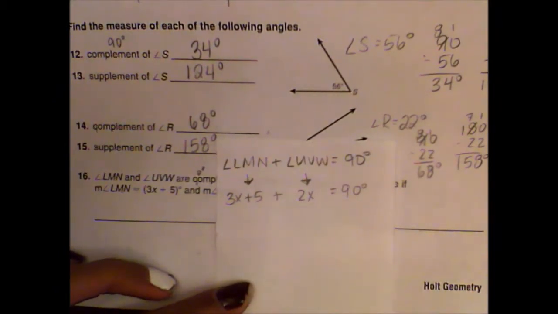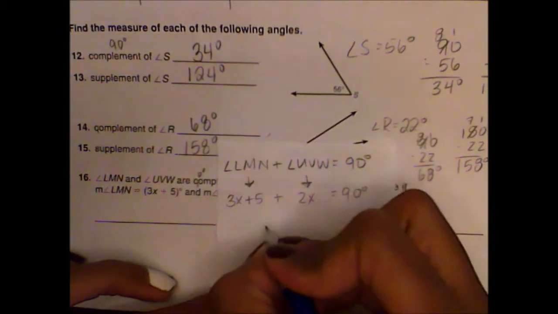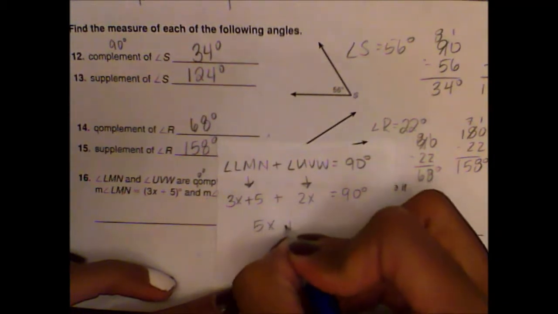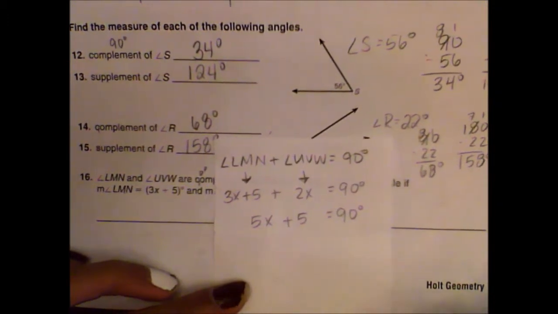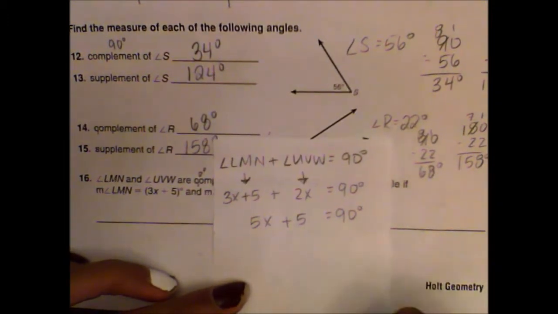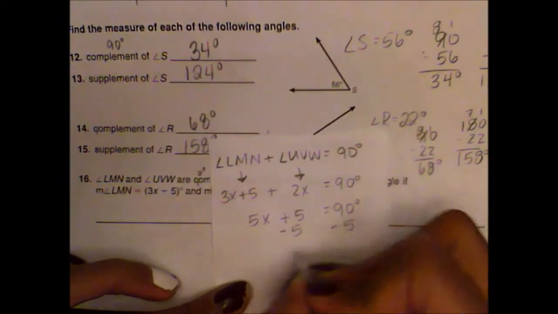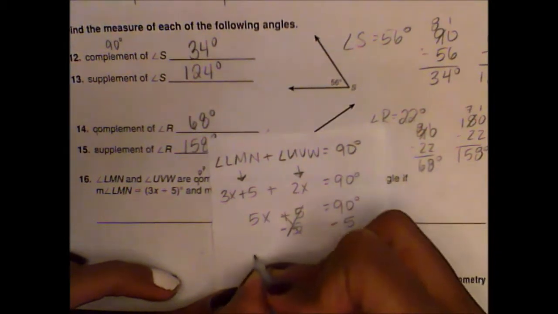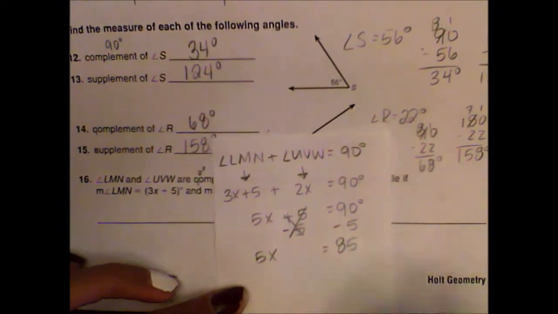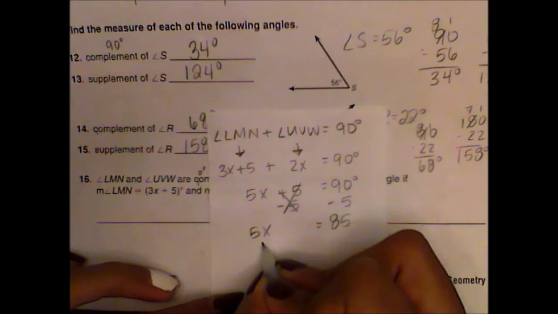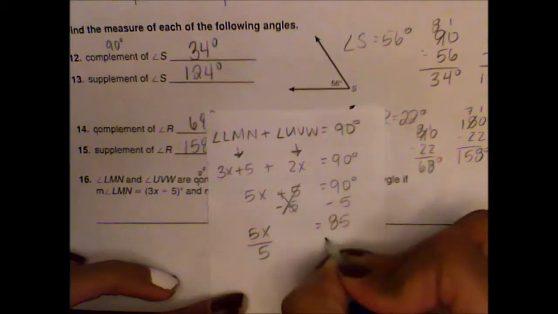Alright, so first things first, we can simplify this expression, and I'm going to combine 3x and 2x to give me 5x plus 5 equals 90 degrees. Okay, and now we just have a two-step algebraic equation. The first thing I want to do is undo this addition by subtracting 5 from both sides. This goes away, and I'm left with 5x on the left of the equal sign and 85 on the right. The next step is multiplication, and the opposite of multiplication is division. So I'm going to divide both sides by 5.